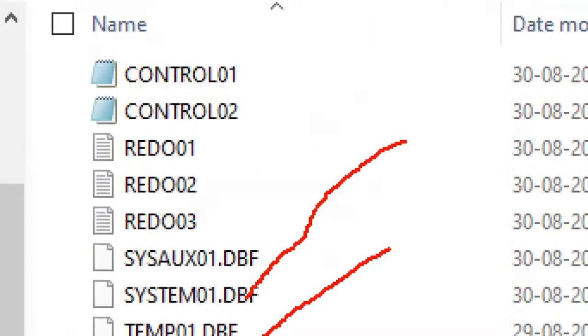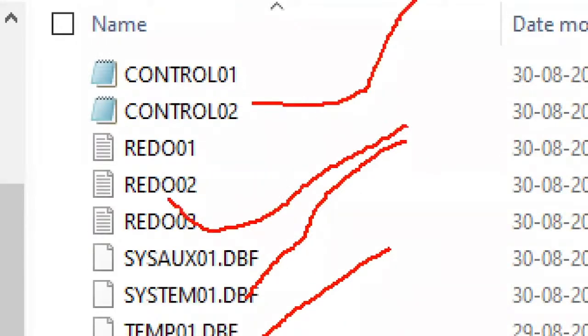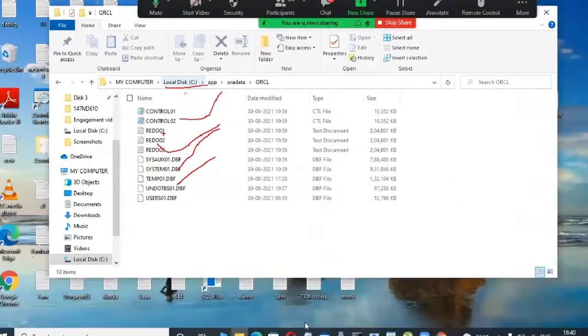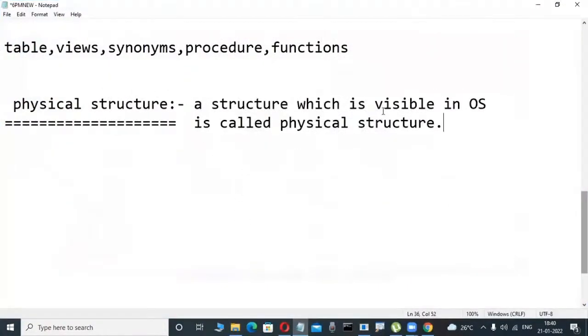Okay, fine. What is this? You don't have an idea. Later you will be familiar. Here control files, and redo log files. These files are why we say a structure which is visible in the operating system, whether some files are visible or not, is called the physical structure.